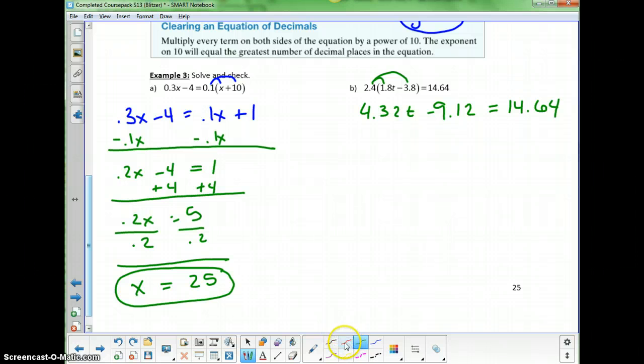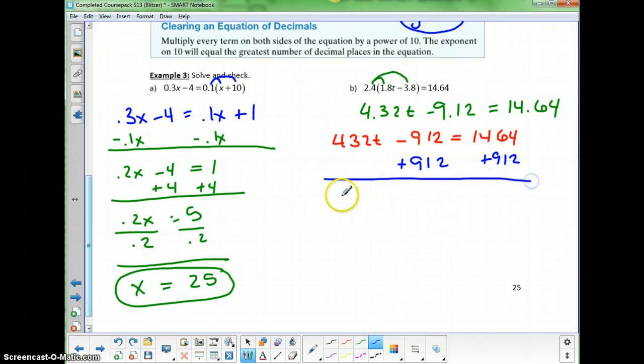Alright, so similar to the example where I cleared the fractions, I could also clear the decimals. In this situation right here, since I've got 2 decimal places in all of them, I could multiply everything by 100 to write this as 432t minus 912 equals 1464. You can clear the fractions or clear the decimals by multiplying both sides of the equation by some value. In this case, now I'd be adding 912. So it'd give me 432t equals 1464 plus 912, so 2,376.